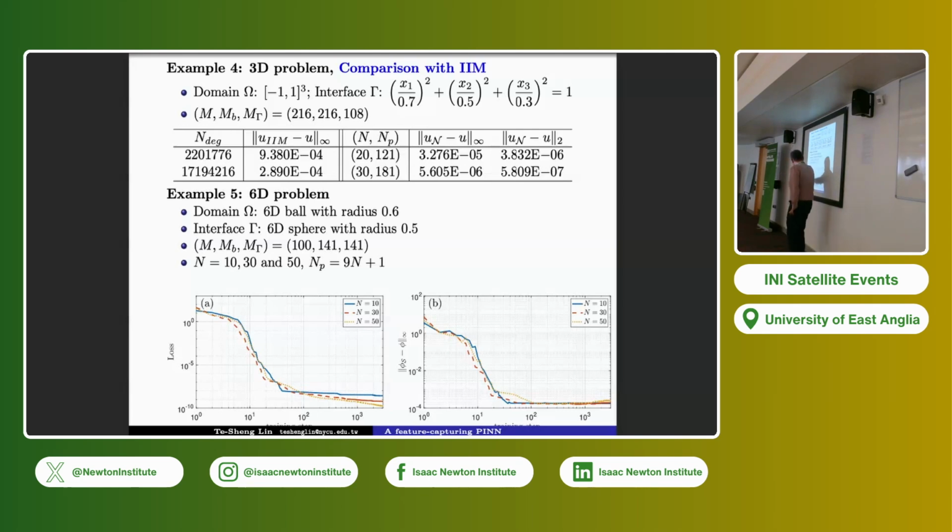Okay, so that's the loss function where you train a network. That's the evolution of the loss, and that's the accuracy during training. Okay. We go to 10 to negative 4 in a 6D problem.